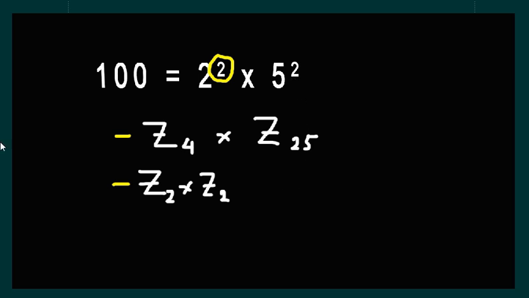In 5 squared, we also have 2 ways. So that is Z sub 25 and Z sub 5 times Z sub 5. So that is what the fundamental theorem of finite abelian groups states. Thank you and have a great day.